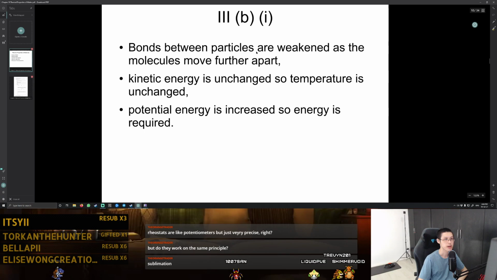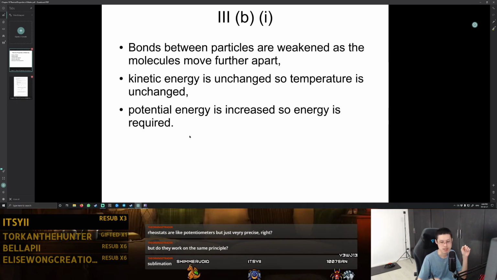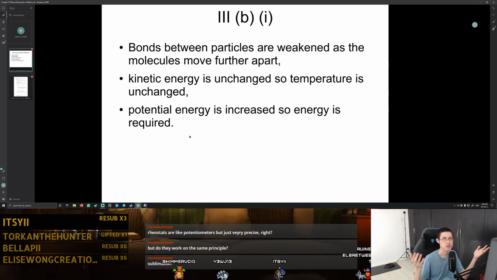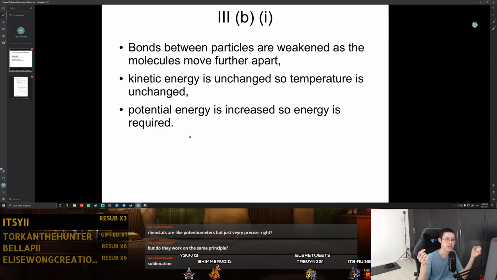Right, so you want to say something like this. The bonds between the particles are weakened as the molecules move further apart. Kinetic energy is unchanged, so temperature is unchanged. Potential energy is increased, so energy is required. When you move the particles further apart, the potential energy increases. The potential energy tells you the strength of the bond, but you can also think of it as the further apart the particles are, the greater the potential energy, in a way.